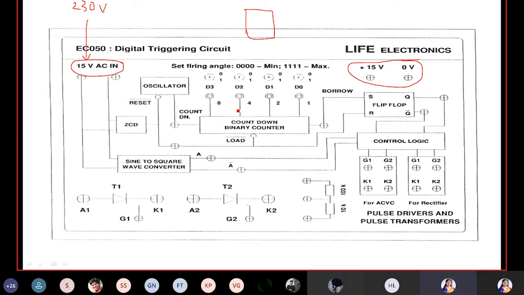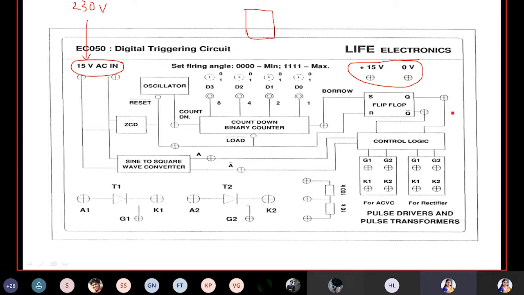Because the control circuit what we have is a digital control circuit. We are using many digital devices. ZCD, oscillator, counter, then flip-flop, all these things are digital devices. In order to work any digital device, we have op amps also inside the IC. If we want to make these ICs operate, we need DC supply. For that we have DC supply.